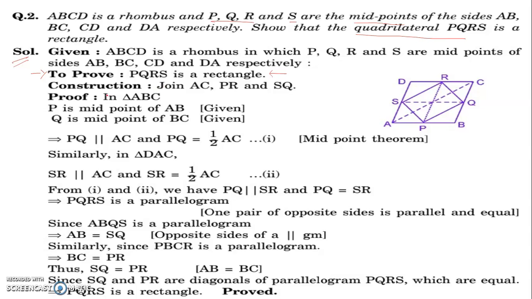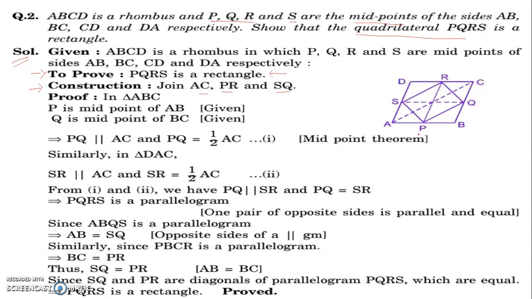Now the construction. This means you have to do it from our side. Join AC. You can see this diagonal AC. Also PR and SQ. So we have done this construction from our side. Now see the proof. In triangle ABC, this is triangle ABC.